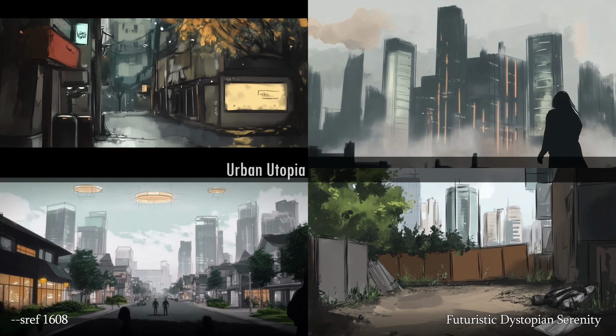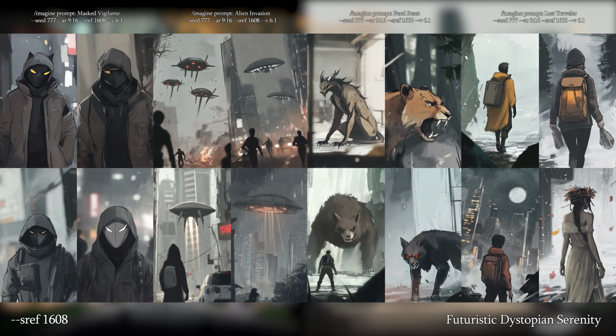Number 1608. Futuristic Dystopian Serenity. Minimalistic yet atmospheric, this style thrives on muted palettes and abstract character rendering, making it ideal for introspective or dystopian tales. While it sacrifices detail for mood, the emotional weight carries the narrative effectively, giving it a 7 out of 10.